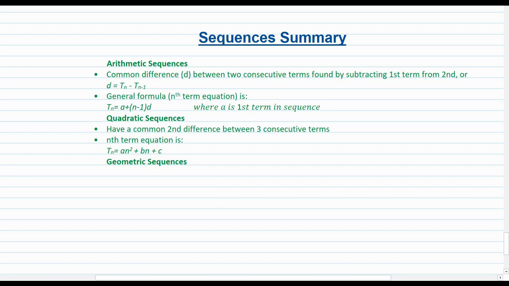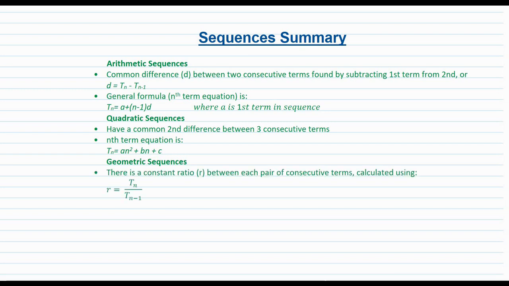Next, we looked at geometric sequences. Their defining principle is that there's a constant ratio r between each pair of consecutive terms, calculated using r equals Tn over Tn minus 1. And finally, the nth term equation for geometric sequences is Tn equals a times r to the power of n minus 1, where a is the first term in the sequence. And that's everything we covered in the sequences section. Now to move on to the series section.